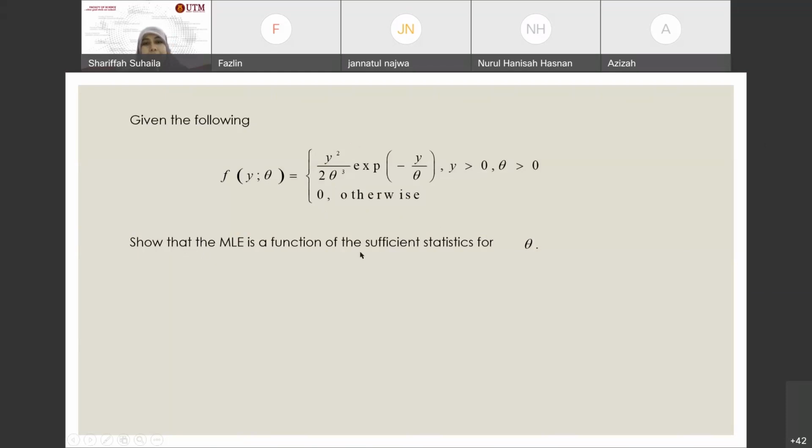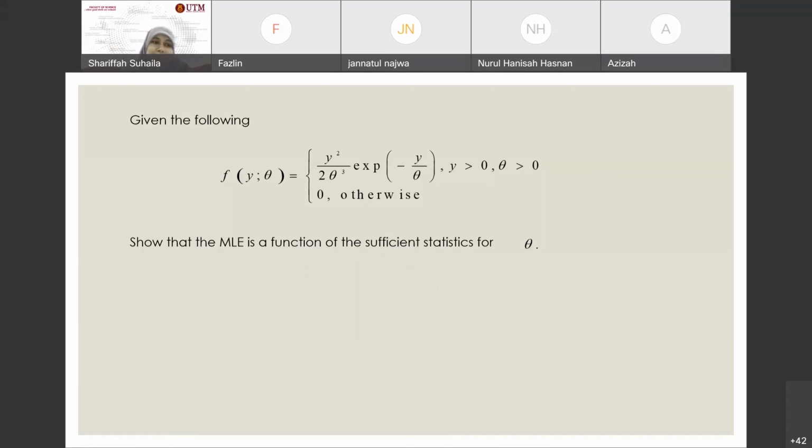Show that the MLE is a function of the sufficient statistic for theta. So soalan ni, what you need to do is set up your likelihood function, your joint PDF, differentiate with respect to theta, dapatkan dia punya theta hat tu apa, your MLE, and then check whether your MLE is also a function of the sufficient statistic. Okay? So katakan macam yang kita dah tunjukkan itu, kita dapat MLE dia theta hat is equals to X bar.